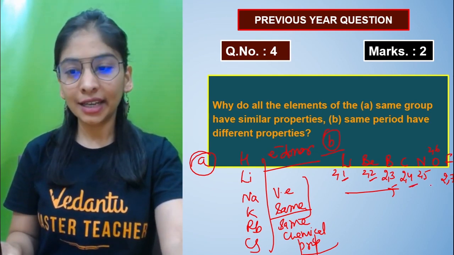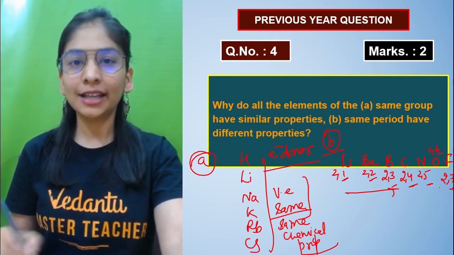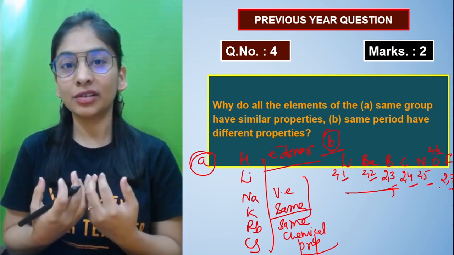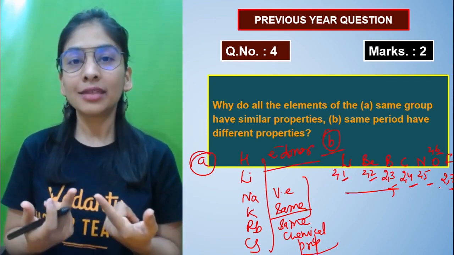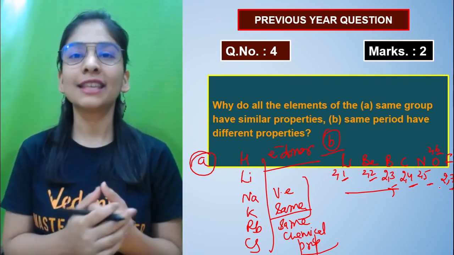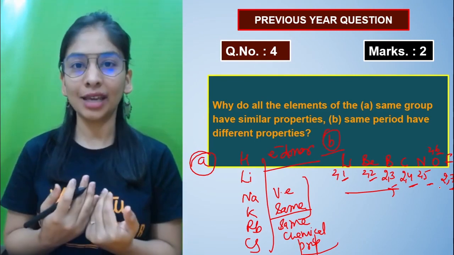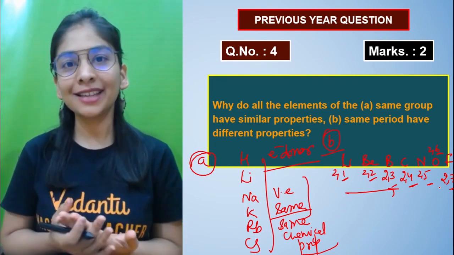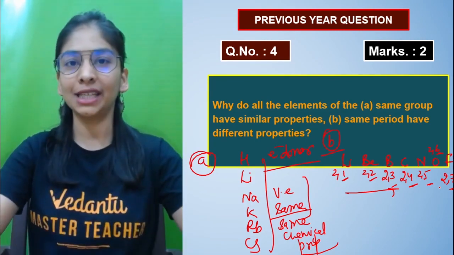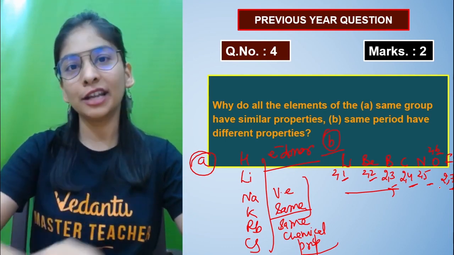Then it will share the electron and they will gain the electron, and their tendency to gain the electron increases, because 5 needs 3 electrons, 6 needs 2, and 7 needs 1 electron. So their tendency to gain the electron increases. So different valence electron, different tendency to react with the other substance, different properties they'll show.